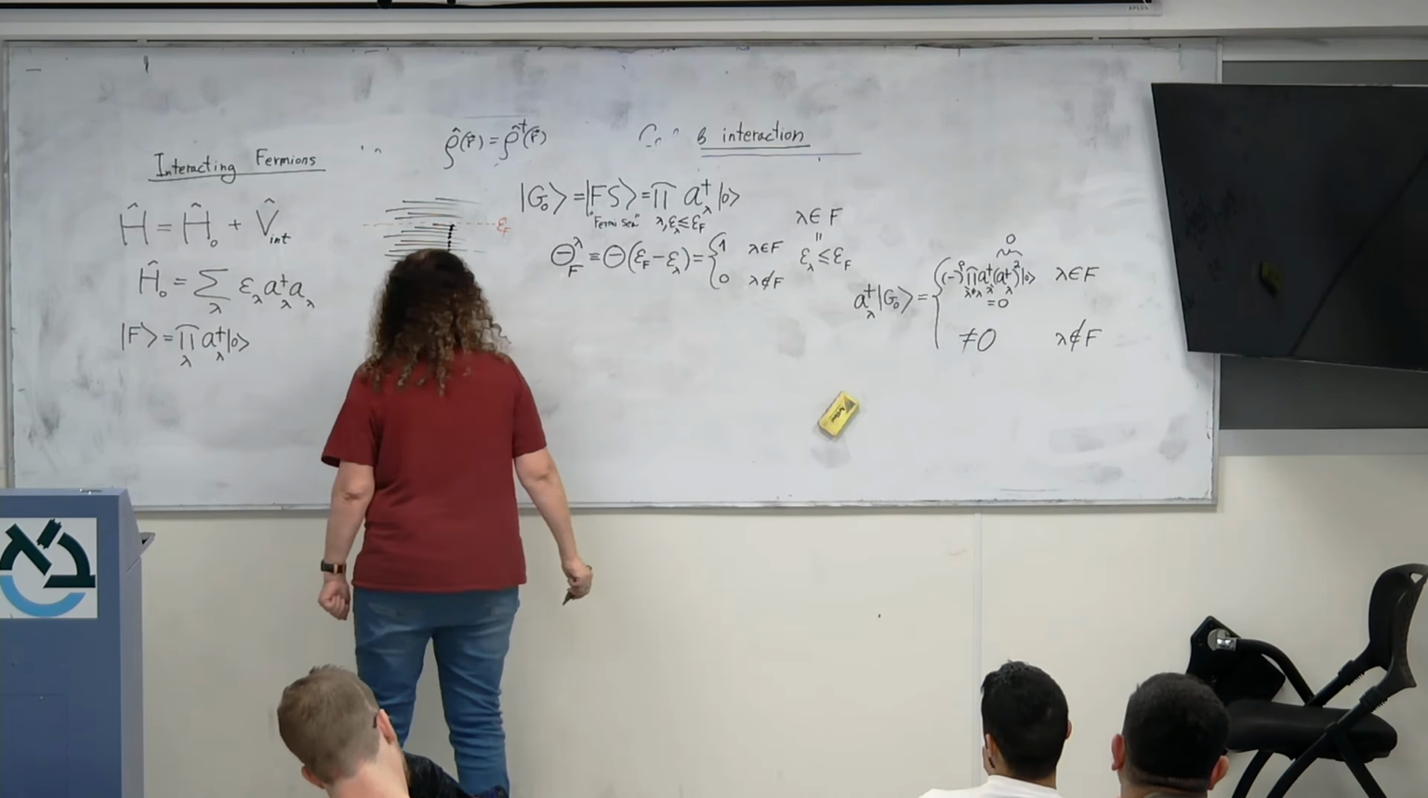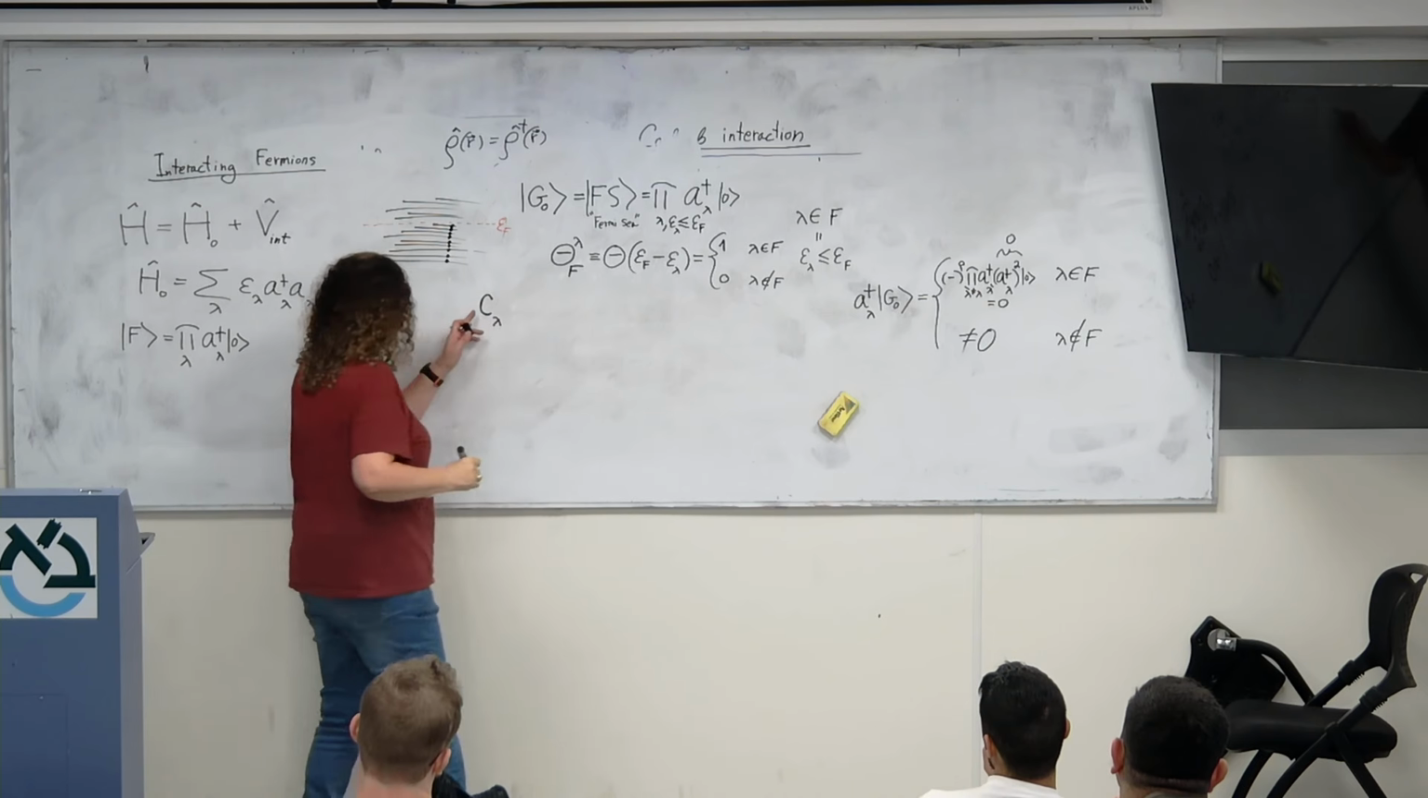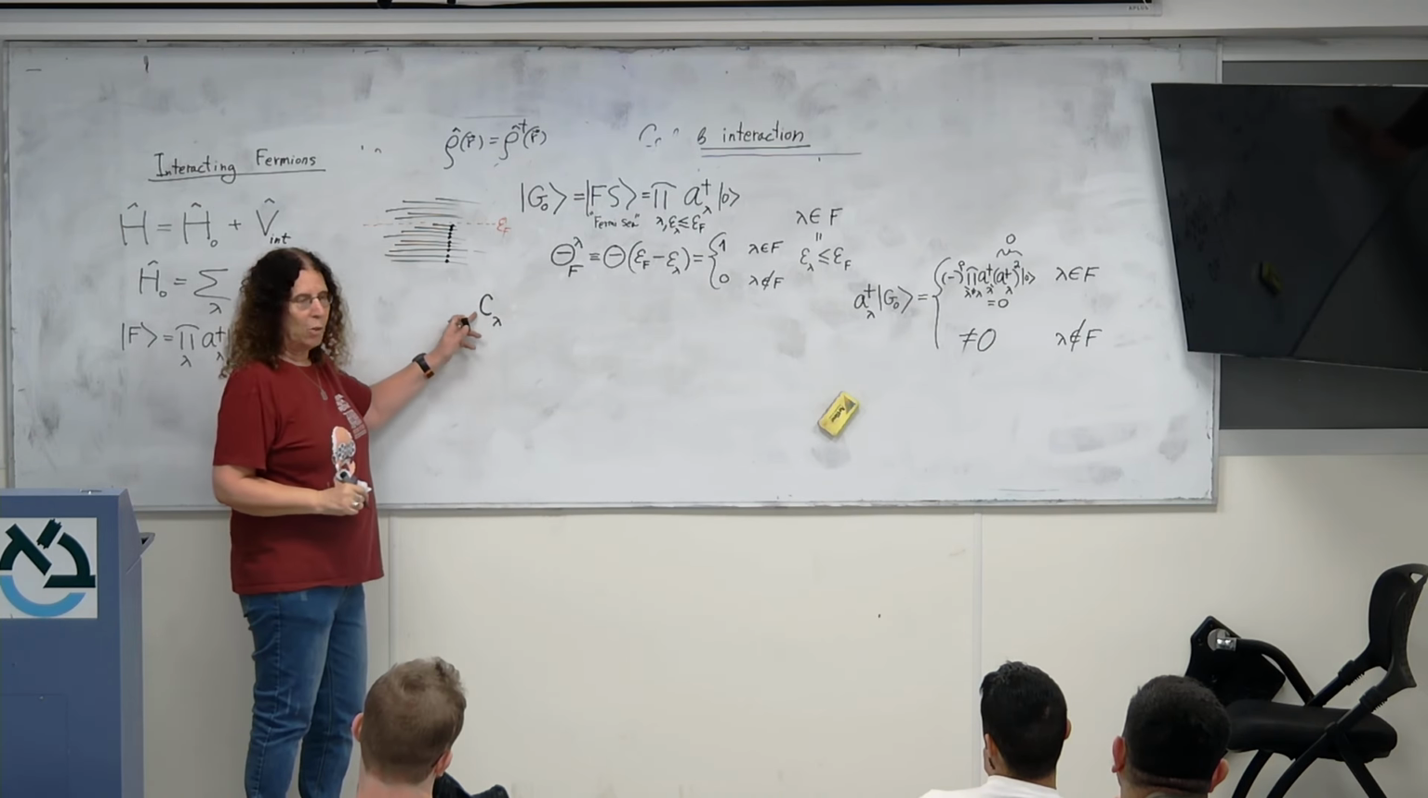Now, let me define an annihilation operator, C, and I call it C of lambda instead of A. I use a new notation.